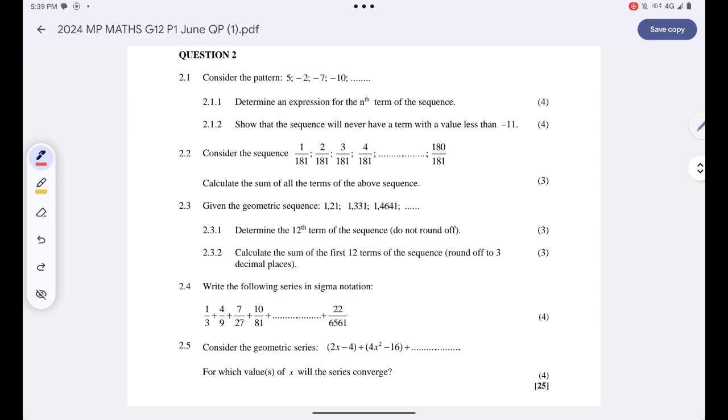In this video, we are tackling the second question from the mid-year examination which was written in the year 2024 in the province of Mpumalanga. Yes, we are still focusing on mathematics paper 1, and the entire question paper consists of 8 questions, so please do expect 8 videos since each and every question will have its own video.